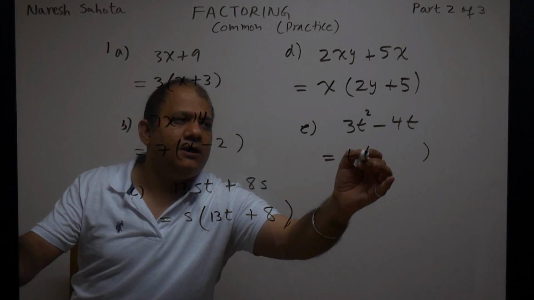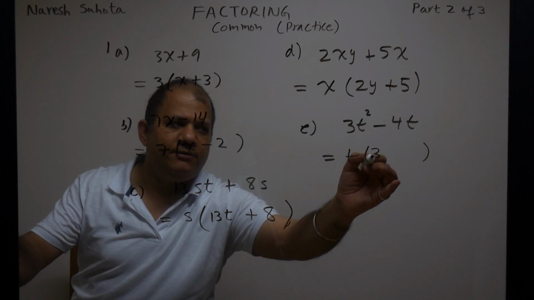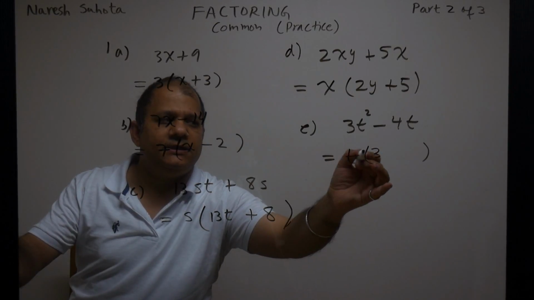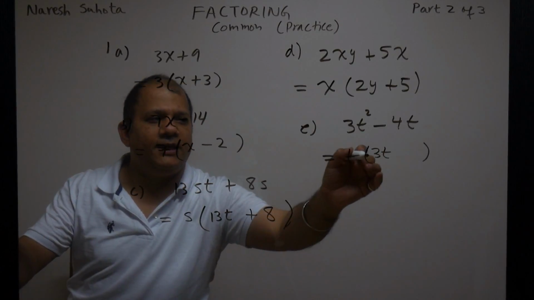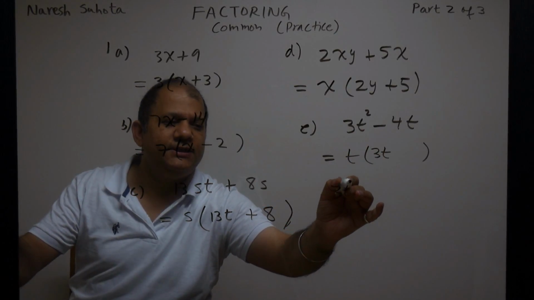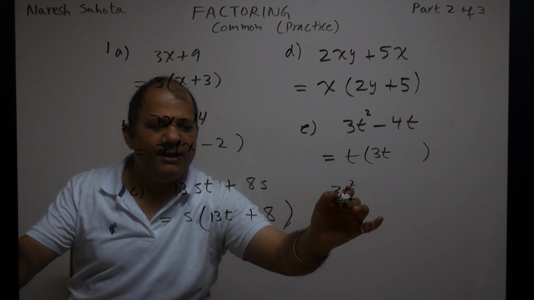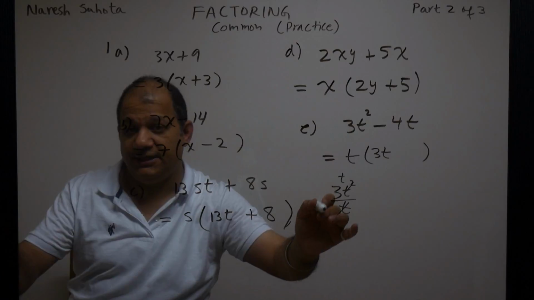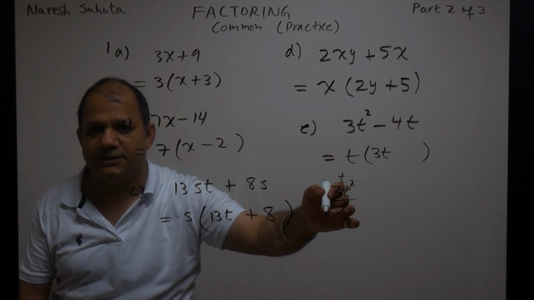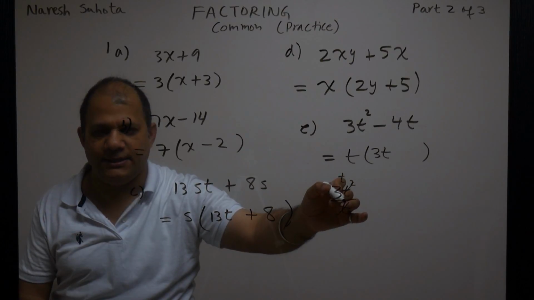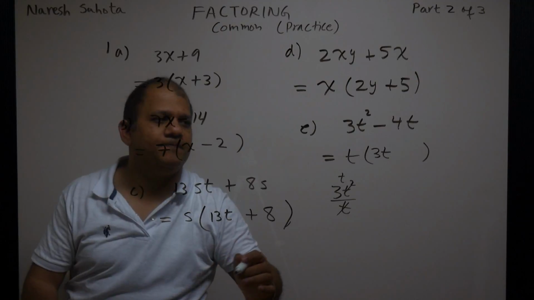So t times what will give me 3t squared? So I need a 3, right? So t times 3. Now t times what gives me t squared? T times t, right? So here I may want to do it this way. 3t squared divided by t. The 3 remains. Now t squared divided by t is actually just a t. Remember your exponent rules. When you divide with same bases, you subtract the exponents. So 2 take away 1 is 1. So t to the 1. So 3t, that's what you're left with.